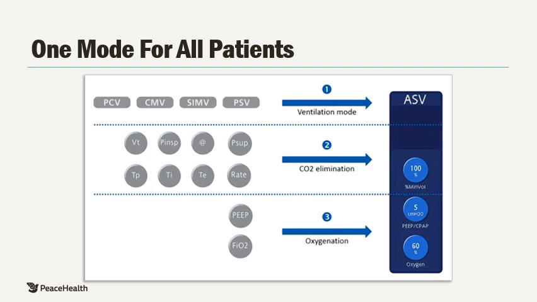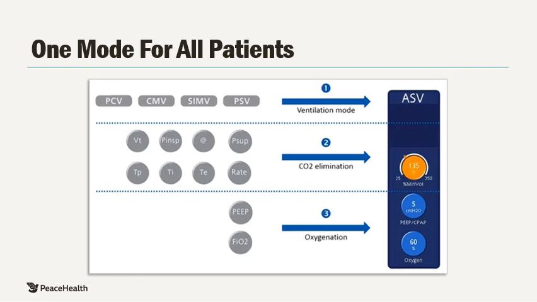CO2 elimination controls, such as tidal volume and respiratory rate, as well as breath cycle parameters, are consolidated and controlled by percent minute volume. Oxygen is then controlled by PEEP and FiO2 as usual. We'll start by focusing on control of CO2 elimination with the percent minute volume control in ASV.